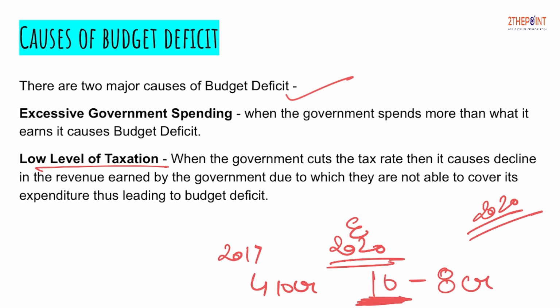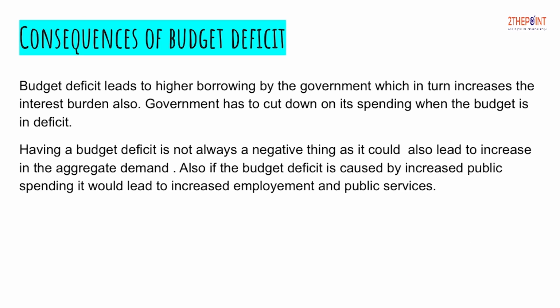So again 10 crore minus 8 crore is 2 crore, again a situation of deficit. So these are the two major reasons why the budget deficit is caused to the government. And the next slide is about the consequences of the budget deficit.